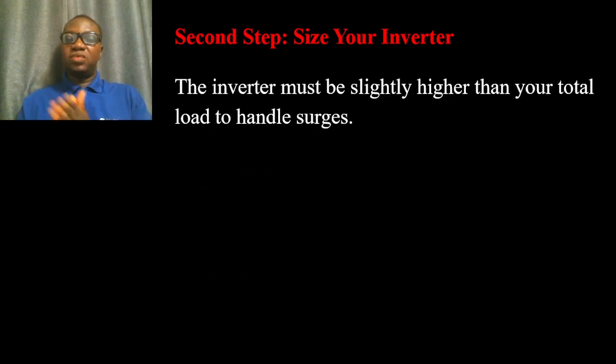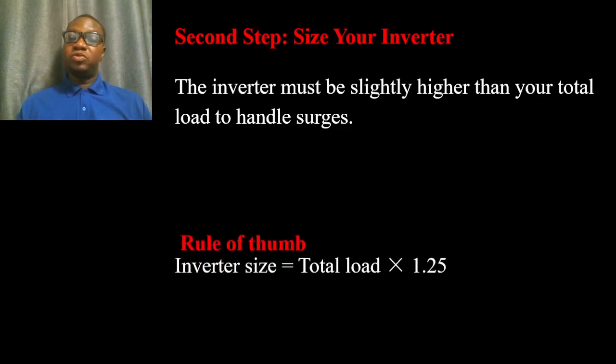So the second thing that you need to do is to size your inverter. With the calculation we have already gotten our load, and we've gotten the energy consumed per day. So the inverter must be slightly higher than your total load to handle surges. Your load is 505 watts and the energy is 3030 watt hours. The inverter must be higher than the total load so that it can handle anything. Sometimes a slight surge may happen, so the inverter must be able to handle it.